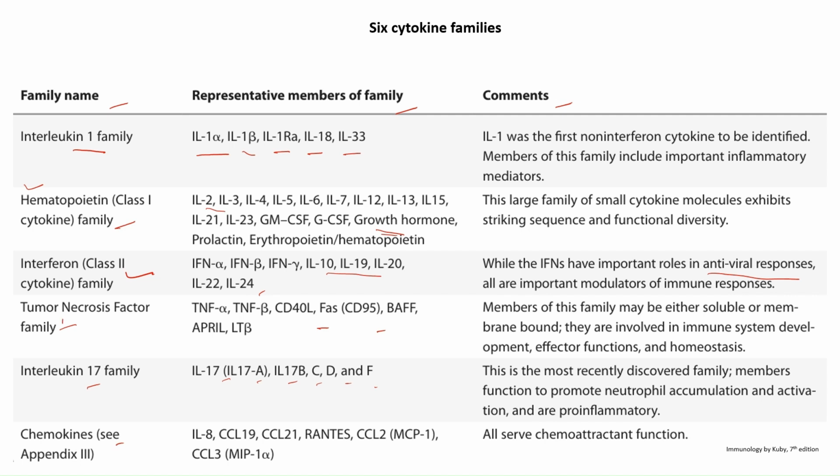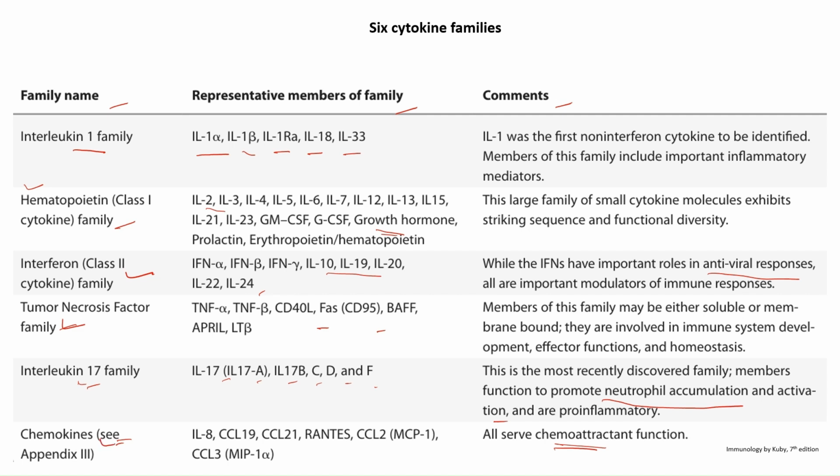Next is tumor necrosis factor. Tumor necrosis factor, as the name suggests, will kill the cells that are tumorigenic in nature. Next is interleukin 17. Interleukin 17 mostly promotes neutrophil accumulation and activation. Chemokines mostly function as chemoattractants whenever any antigens enter our body. So the cells present nearby the antigens will secrete some chemicals to call other cells of the immune system. These chemicals they release are chemokines.